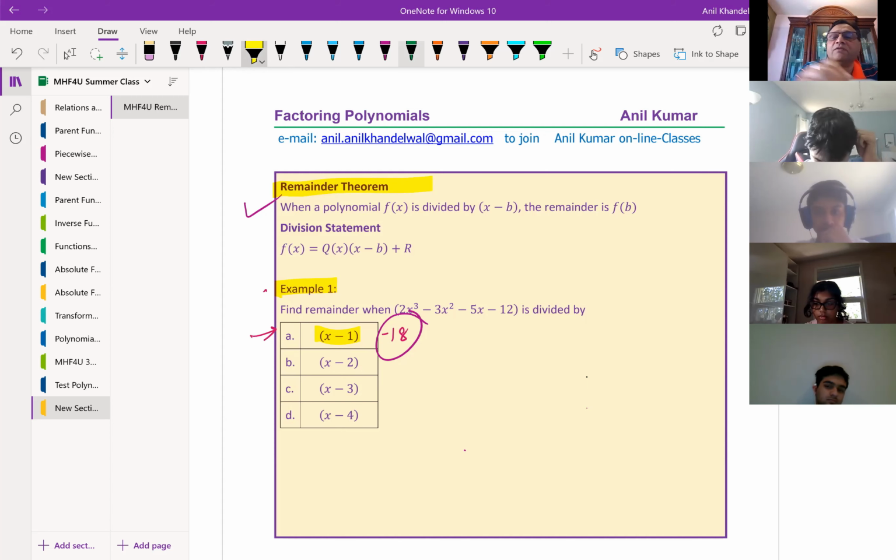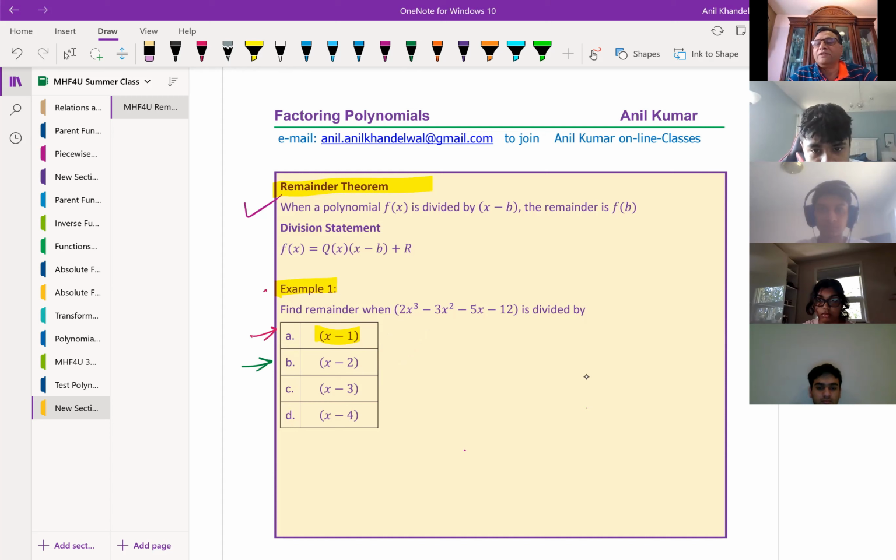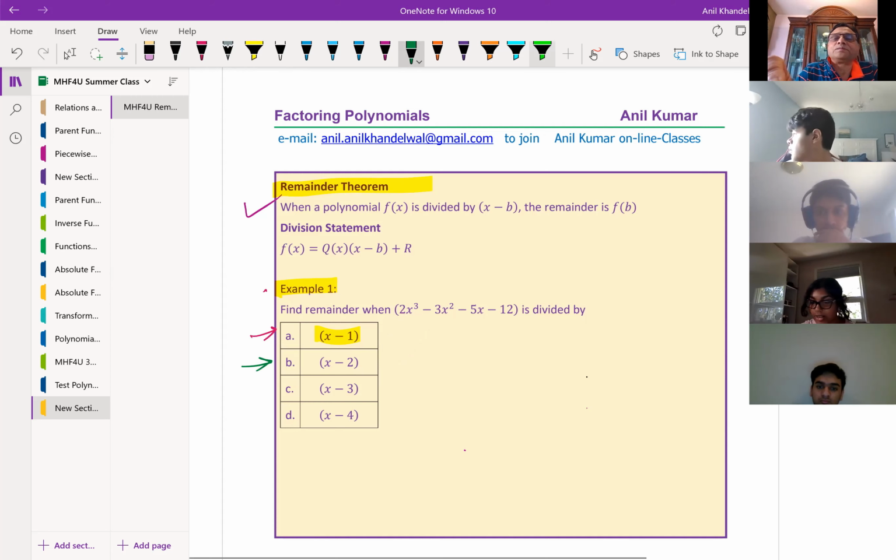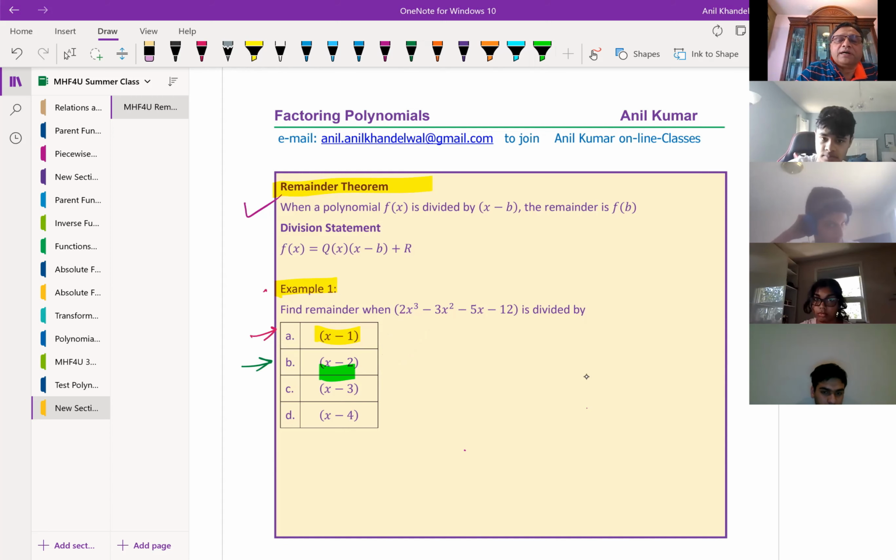Now, quickly, let's move on to Vishruta. Can you tell me what will be the remainder when I divide the given equation 2x cubed minus 3x squared minus 5x minus 12 by x minus 2? I plugged it in and got negative 18 again. For 2. So now we have to, in the function, we have to plug in 2, right?